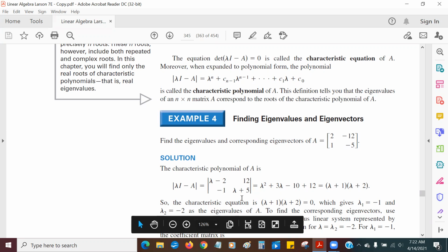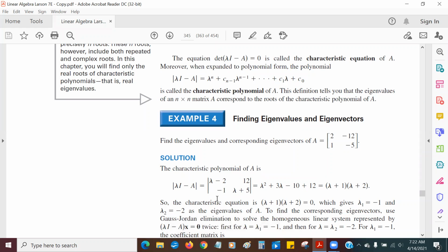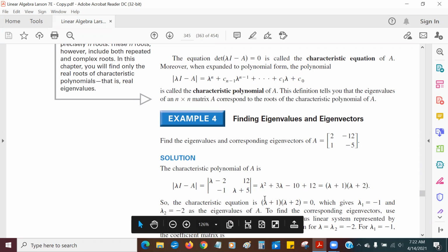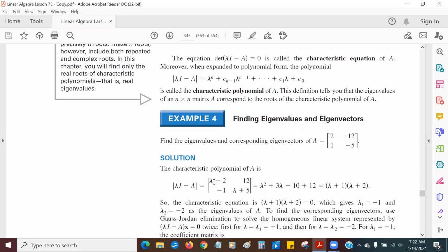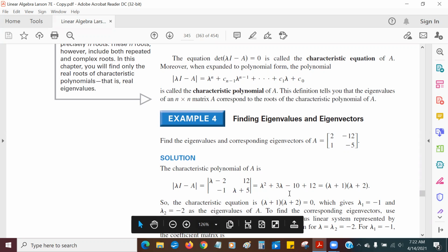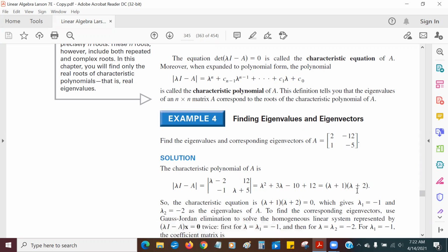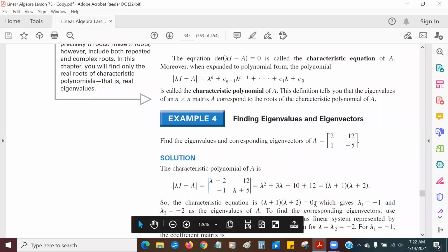Now, when you take the determinant, as you know, you multiply these and you subtract the product of the other two. So you wind up getting lambda squared plus 3 lambda minus 10. That's just the product down the main diagonal. And then minus -12, so it's plus 12. And this winds up being lambda squared plus 3 lambda plus 2, which factors into lambda plus 1 and lambda plus 2. And as we said, this characteristic polynomial has to equal 0 for this to work.